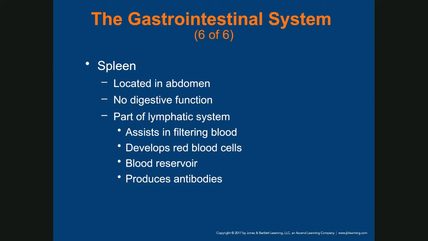The spleen is located in the abdomen. It has no digestive function. It's a part of the lymphatic system. It assists in filtering blood, and it develops red blood cells. It also has a storage of blood, a reservoir of blood that is stored in case we go into shock, and it produces antibodies. So that's the gastrointestinal system.